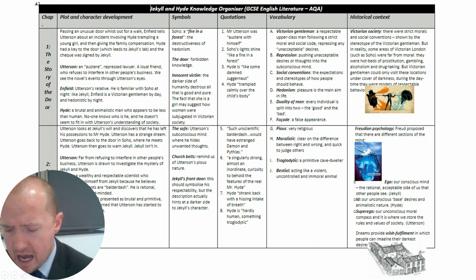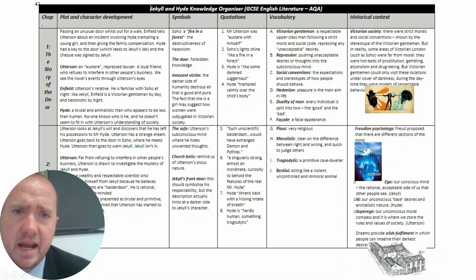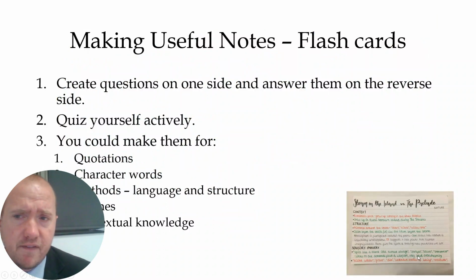Here is the knowledge organizer, which is on pages 40 and 41 of your Jekyll and Hyde workbook. This gives you all the knowledge you need. It's a summary of every chapter. It's got some key quotations, some vocabulary, some historical context, and you could use those for making a concept map. You could make flashcards as well.